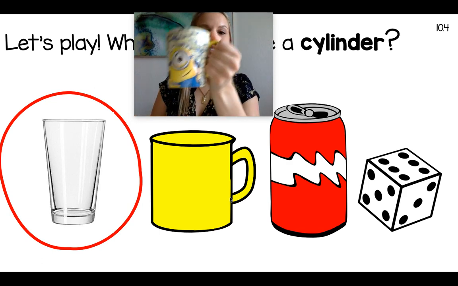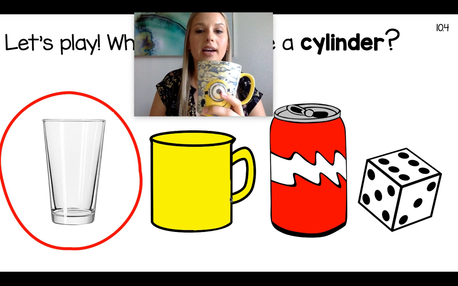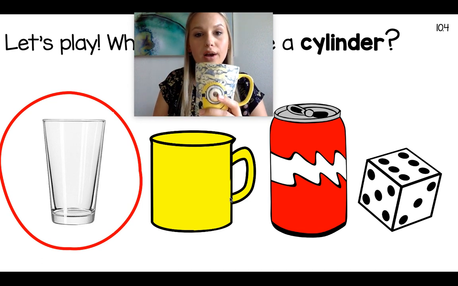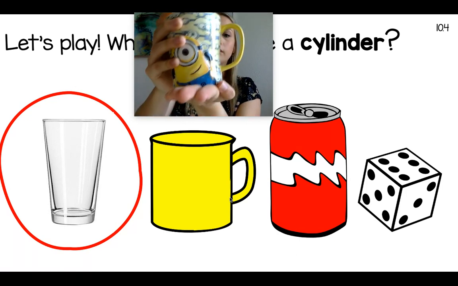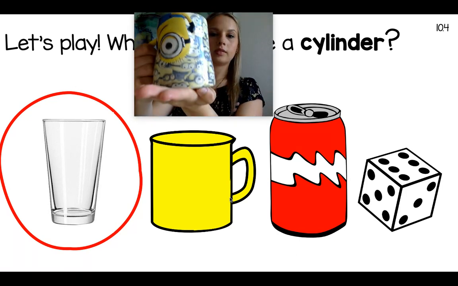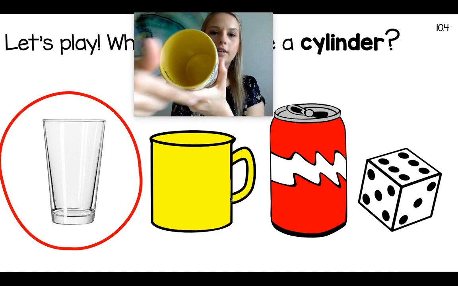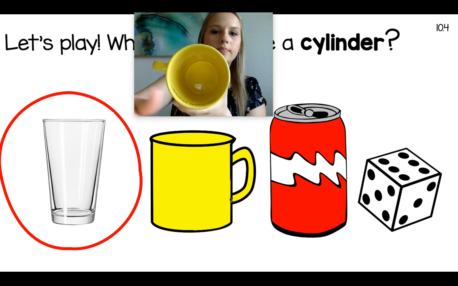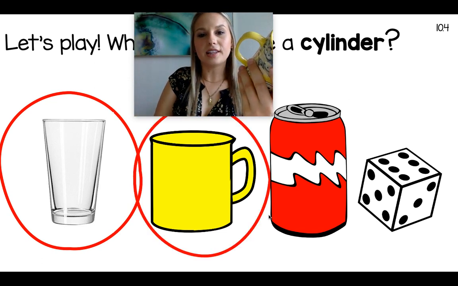Okay, let's look at the next one. A mug. And this one has a minion on it. Okay, let's see if a mug has two flat surfaces and if it's round. Ready? I know I can lay a flat surface on my hand, so one flat surface there. Two flat surfaces, and let's look at it from the side. Is it round and curved? Yep, so it must be a cylinder.